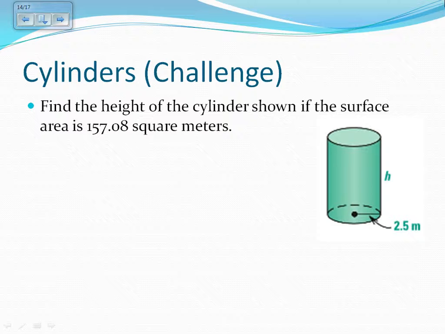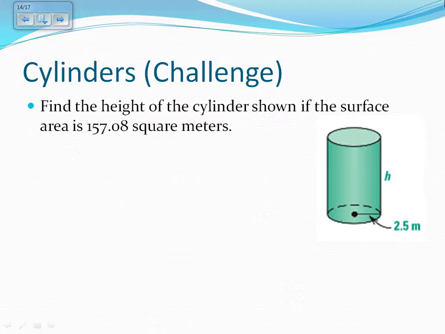Last problem we're going to do today. Find the height of the cylinder shown if the surface area is 157. Notice that they've given you the surface area this time, and they ask you to find the height. So it's a little bit more difficult, Danny. If they say the area is 157.08, do we have to use 157.08? You shouldn't until the very end.